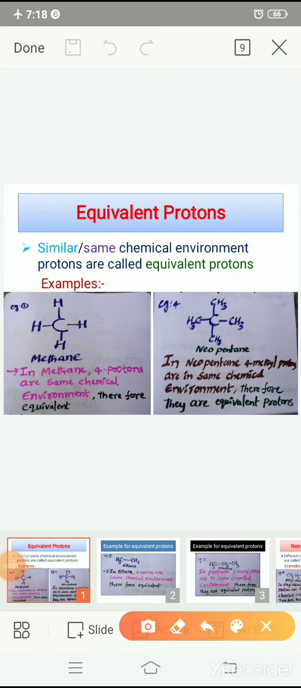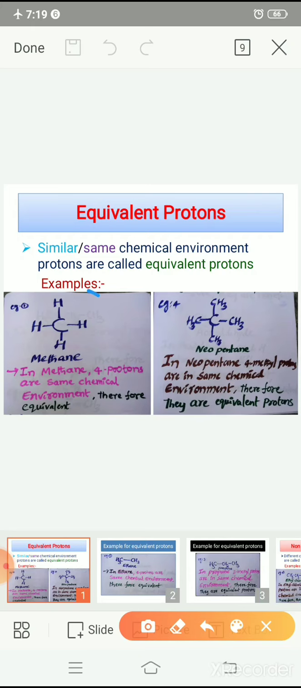Hello students. Now we discuss equivalent protons. Equivalent protons means protons with a similar or the same chemical environment are called equivalent protons.